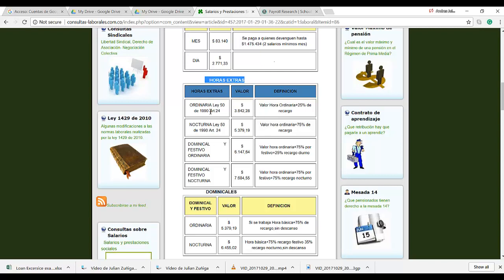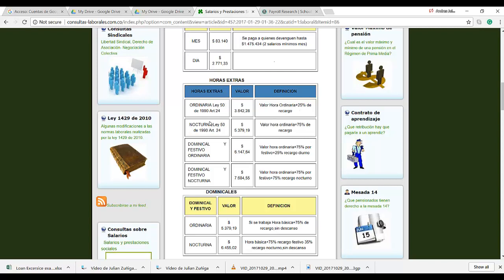Another important thing is about extra hours. Here we have the ordinary extra hours. This is because, let's say you have a shift from 8 a.m. to 3 p.m. Every hour after 3 p.m. is an extra hour. Okay, so there's a 25% increase in this.